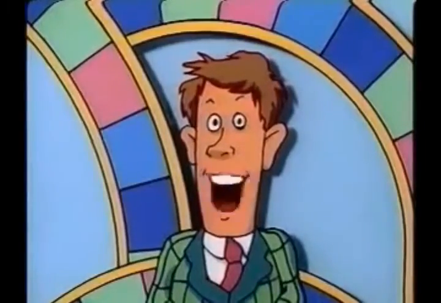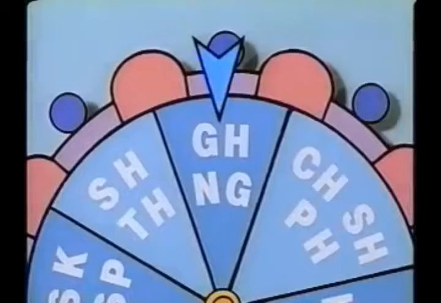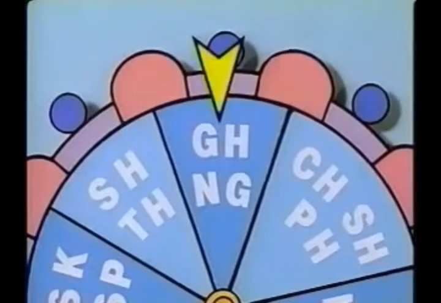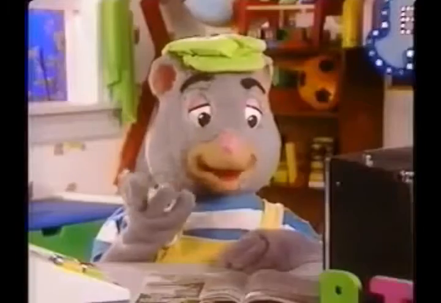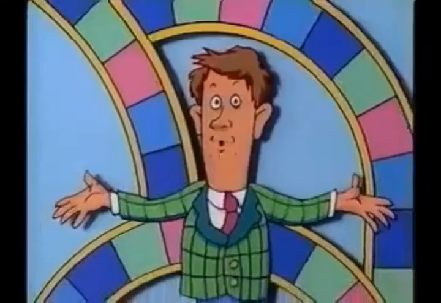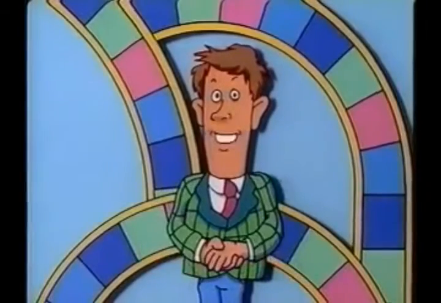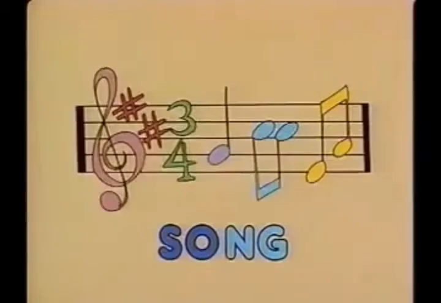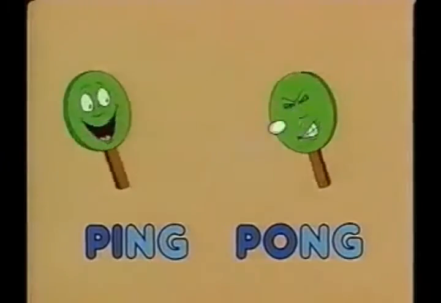Bertha has already spun the wheel again, and our new category is words that end with the consonants G and H, and words that end with the consonants N and G. We didn't combine these consonants at the beginning of any words, did we? No! These combinations occur at the end of words. The consonants N and G combine at the end of words to make the ng sound, like in the words gong, song, ping, and pong.